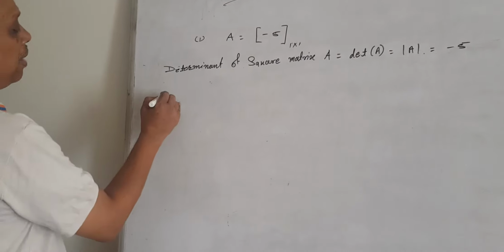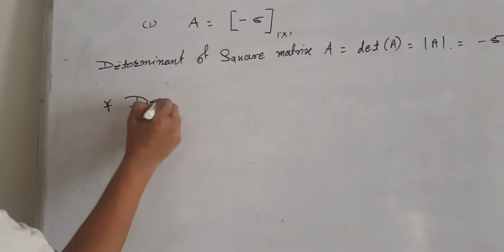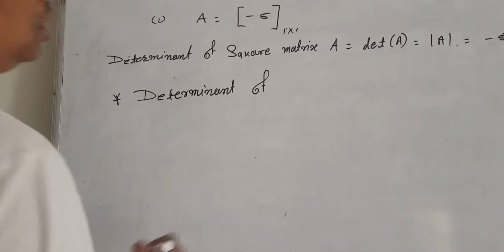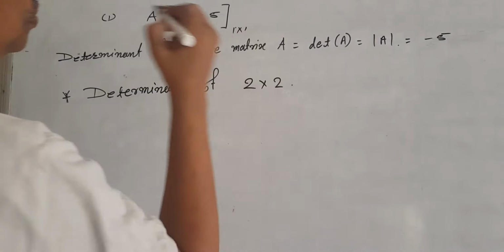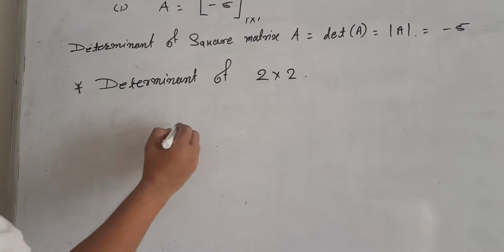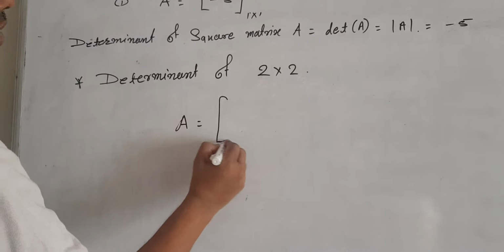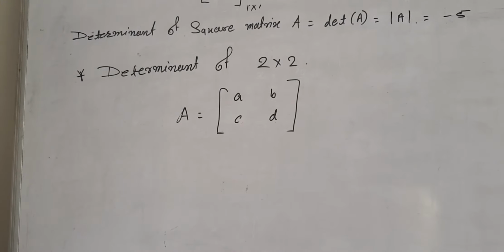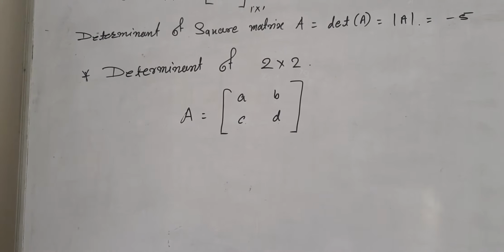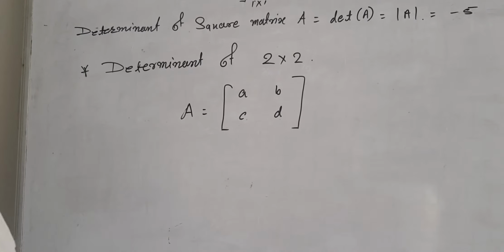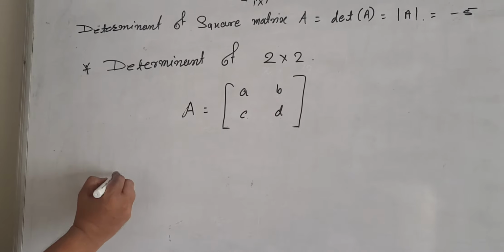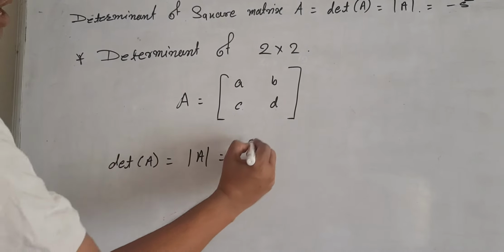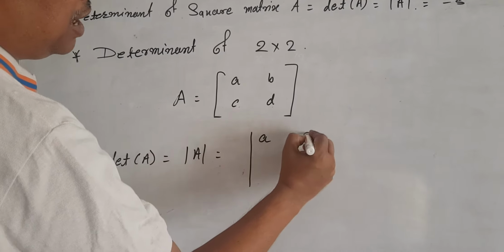Now we just take a determinant of 2 by 2. Suppose a matrix A is given as A, B, C, D. The determinant of the square matrix 2 by 2, you can also say determinant of 2 by 2, we express the elements like this: A, B, C, D.